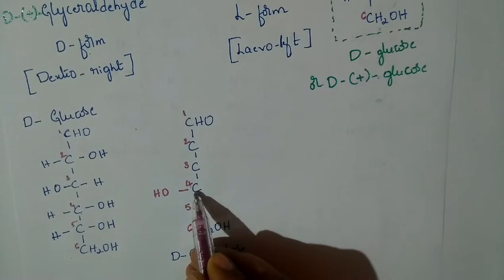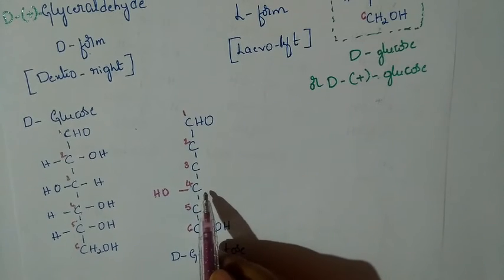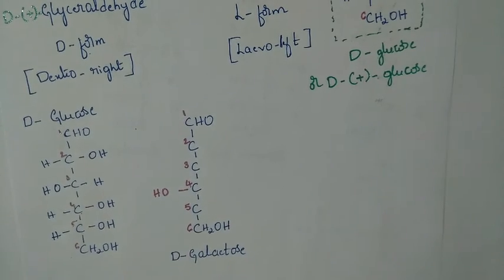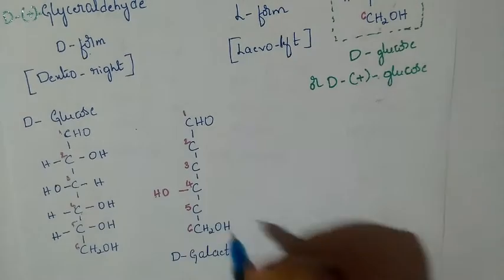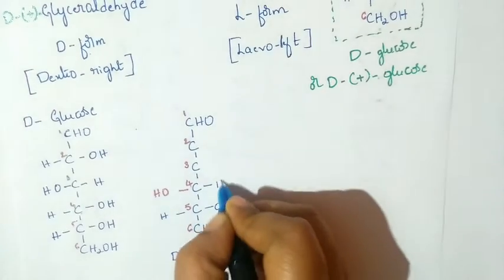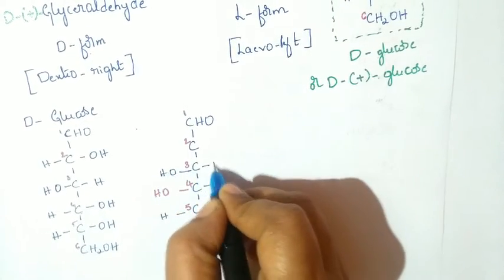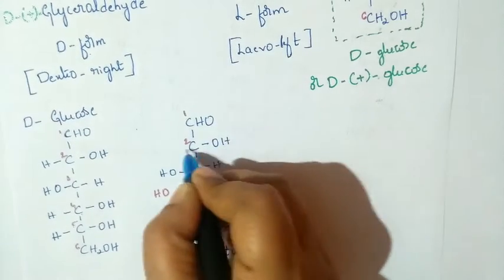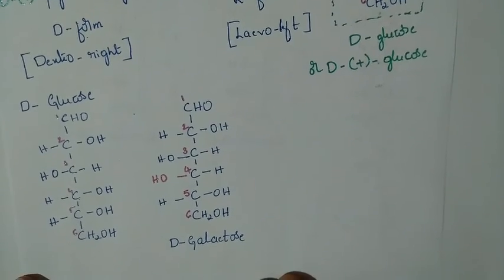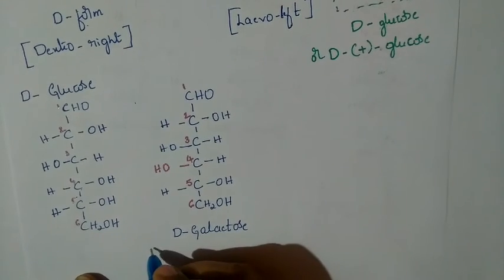Only at the 4th carbon atom in glucose, OH is on the right side, but in galactose, OH will be on the left side. That is the only difference. The remaining thing as it is, you can fill it. So that is 5th carbon atom, OH here and H towards this side. Here 3rd carbon, OH is on the left side. Second, OH is on the right side. Everything remains the same. Only there is a change in the 4th carbon atom. So we can write and mark it down also.